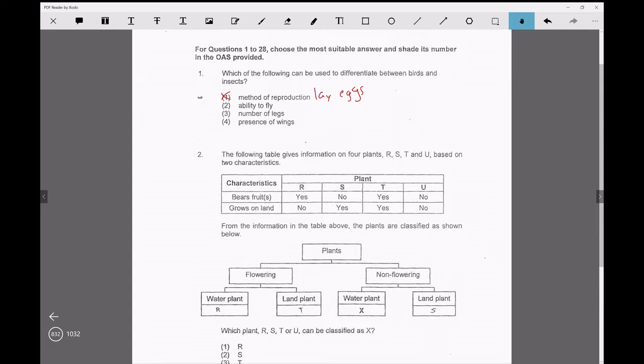Ability to fly. Not all birds fly. There are some birds that don't fly. There are even birds that can swim, like your duck and your penguin. And likewise some insects also fly. So you can't differentiate with the ability to fly.